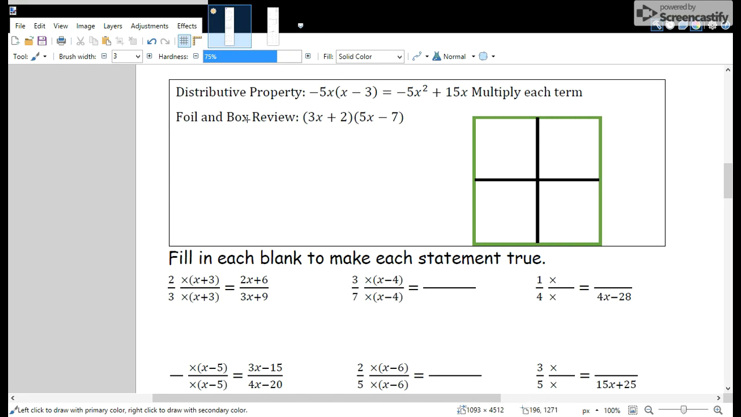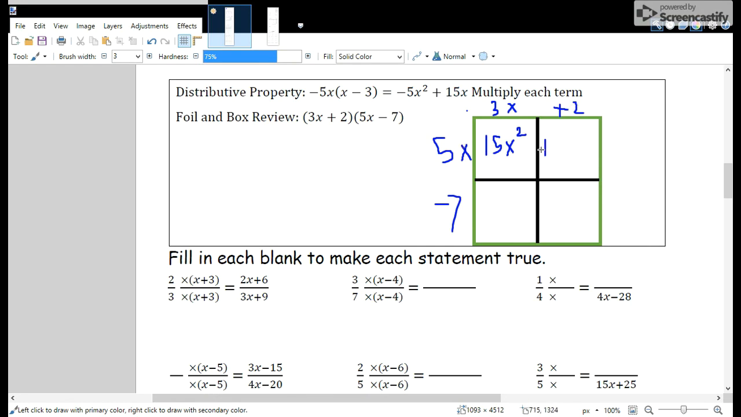Let's do a FOIL and box review. So we have 3x plus 2 and 5x minus 7. So we'll put 3x up here and plus 2. And on the side we put 5x and minus 7. Multiply each of these together. 5x times 3x is 15xx, which is x squared.